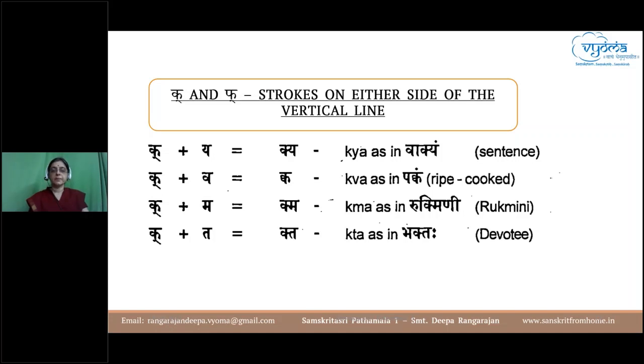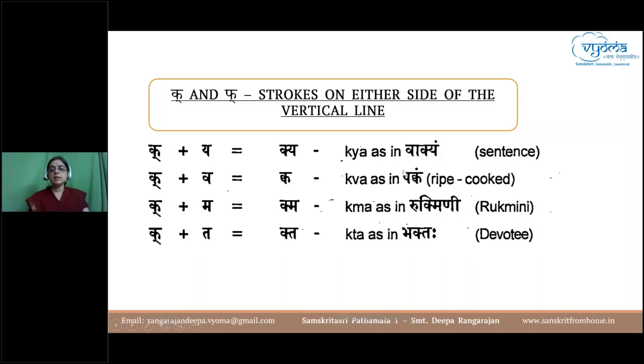Ka plus va is equal to kwa, as in pakvam, ripe, cooked. This is ka and va, right? So it is kwa, kakara and vakara, kwa. So it is pakvam, ripe, cooked. You can say the rice is cooked. We say annam pakvam. If we say the fruit is ripe, we can say phalam pakvam. So it is used for both cases.